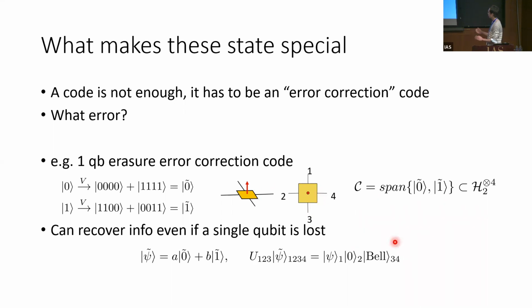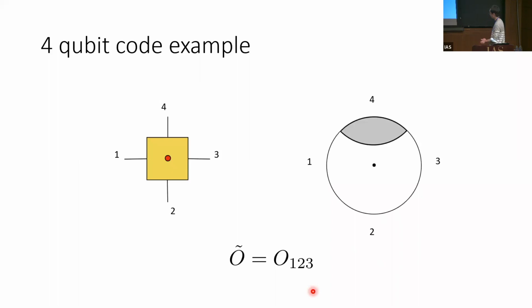So this code is an erasure correction code in the following sense: if I have some information that I encoded, call it psi tilde, which is a superposition of psi 0 tilde and psi 1 tilde, and then you lost qubit number 4, all is not lost, right? You can still recover the information that you care about in this psi, as long as you can just apply some unitary on the qubits 1, 2, and 3. So in this sense we can recover this information, and it's protected against erasure errors.